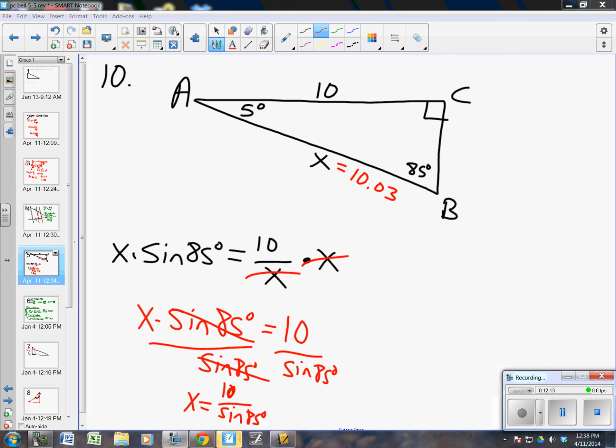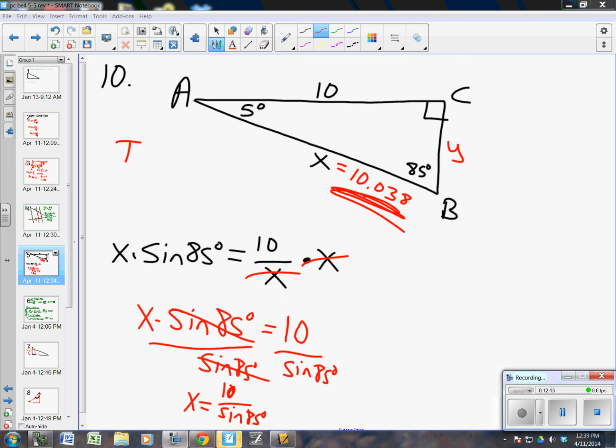Now, let me just ask you this. What would be the easiest way to find side CB over here? I'm going to call it y. Well, Pythagorean theorem, except to use the Pythagorean theorem I'd have to use that number, which is not an exact number. It's a rounded number, right? So it's probably not the best way to do it.